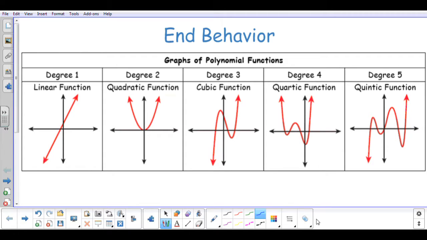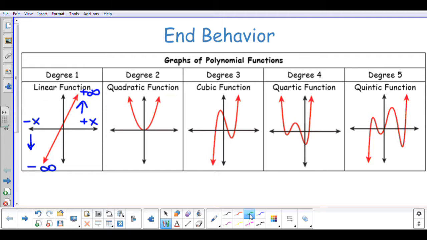So for our degree of 1, our linear functions, if we look on the left side of the graph where the x's are negative, our function is going down, so those y's are getting negative as well. So it would be going down to negative infinity. On the right side where our x's are positive, the function is going up to our positive y's, so that would be our positive infinity.